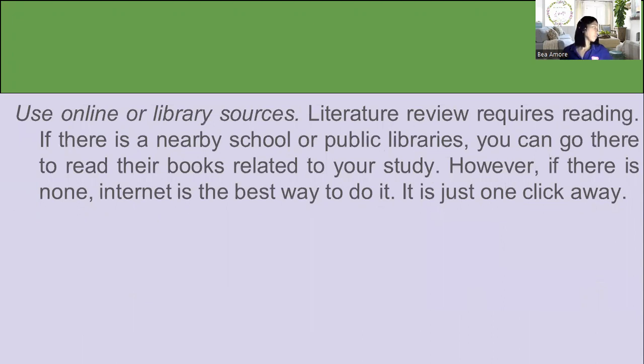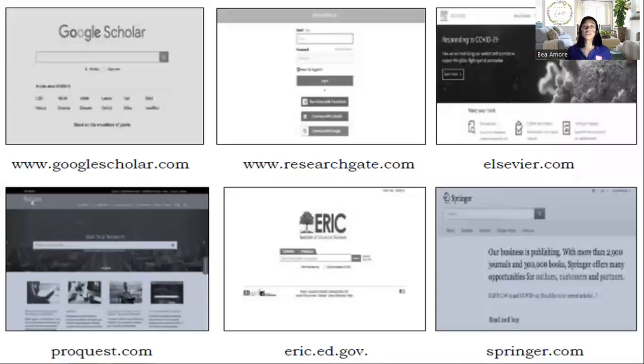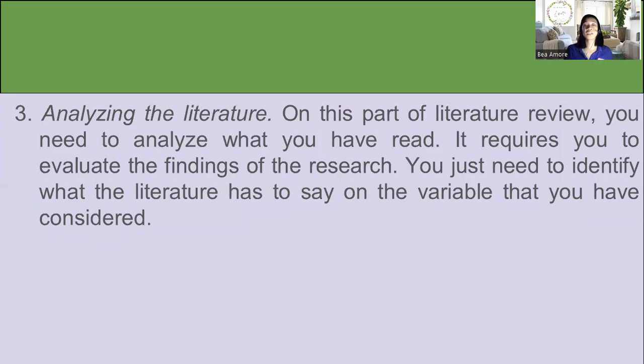So use online or library sources. Literature review requires reading. If there is a nearby school or public library, you can go there to read their books related to your study. However, if there is none related to your study in your public library, then the internet is the best way to do it. It is just one click away, like Google Scholar, ResearchGate.com, Elsevier.com, ProQuest.com, EricEd.com, and Springer.com.